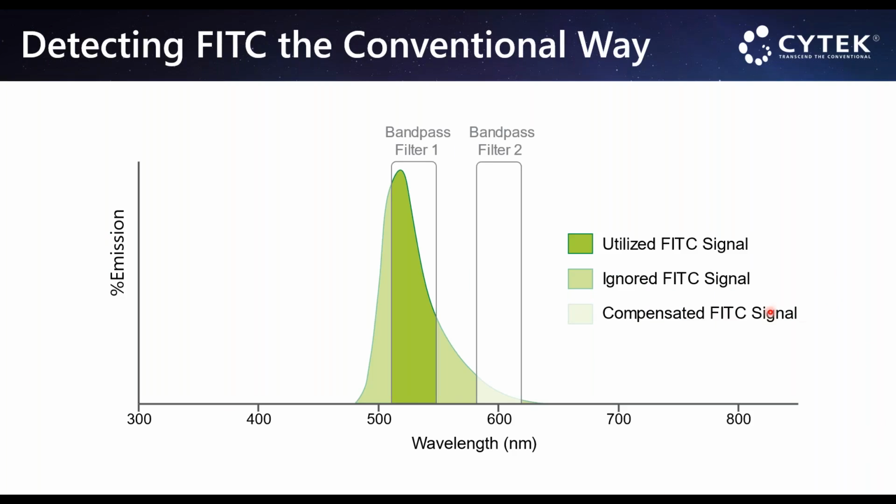Let's start with a conventional flow cytometer. This is how we would detect FITC, right? The instrument would have specifically designed mirrors and filters to ensure that the detector, in this case shown here, measures the peak of, in this case, FITC.